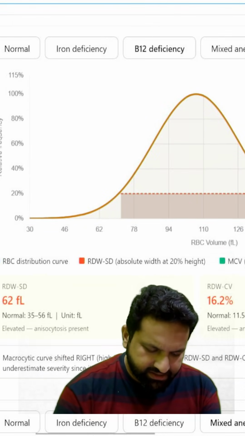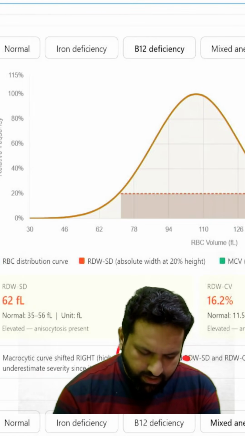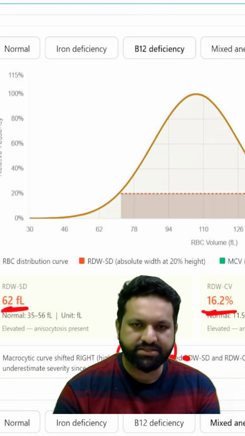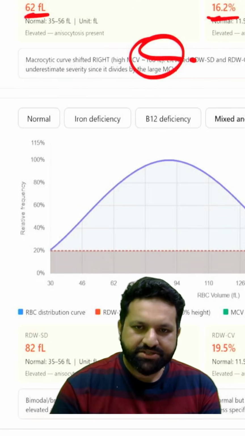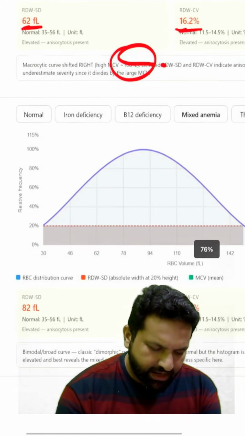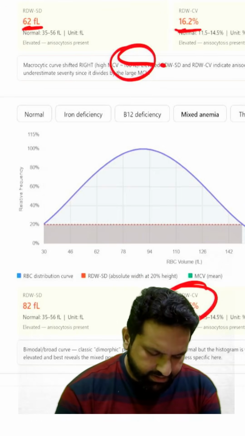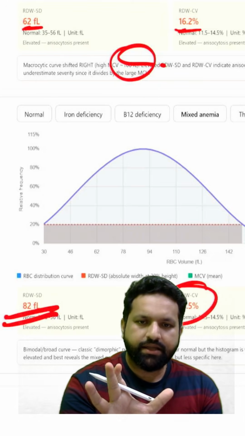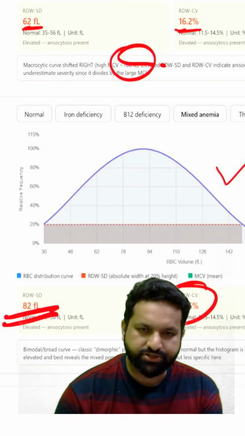In B12 deficiency, we can see that the MCV here is 108, and both RDW-CV and SD are increased here. Looking into RDW is especially important in this case of mixed anemia, where the RDW-CV doesn't give you much information, whereas RDW-SD is markedly increased, indicating that there is a wide range of red cells, as you can see in this RBC histogram.